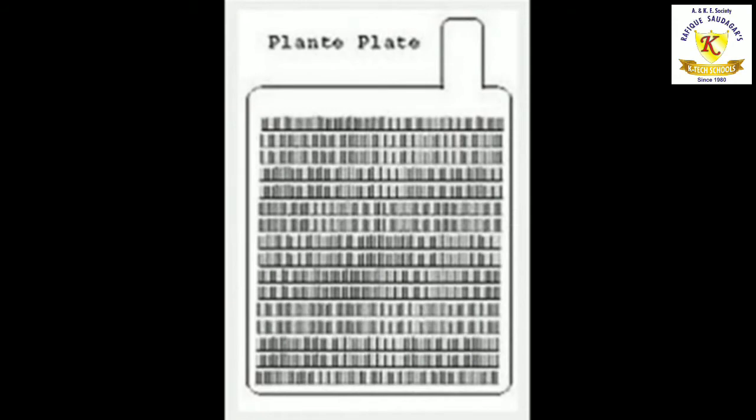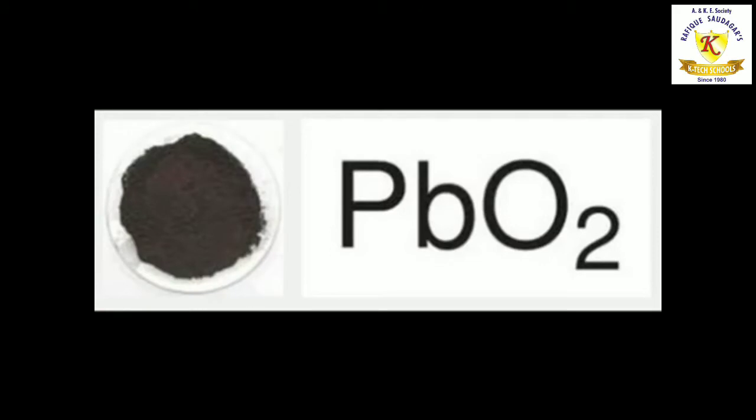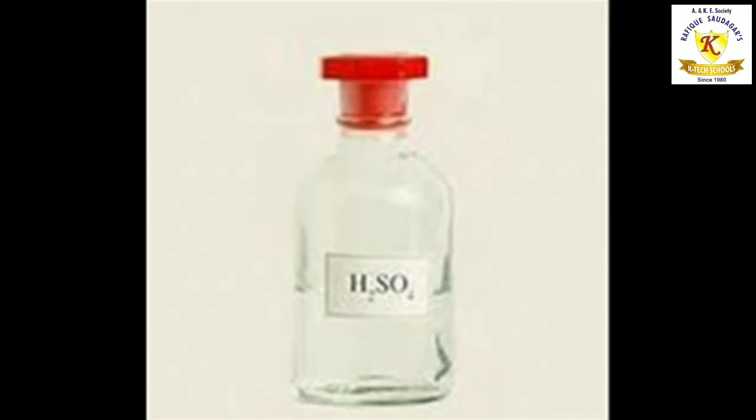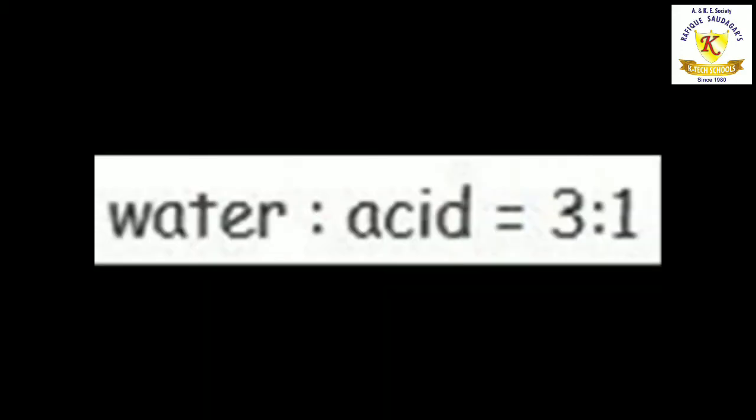The positive plate of a lead acid battery is made up of lead peroxide. This is a dark brown, hard and brittle substance. The negative plate of a lead acid battery is made up of pure lead in soft sponge condition. Dilute sulfuric acid used for a lead acid battery has a ratio of water to acid equal to 3:1.